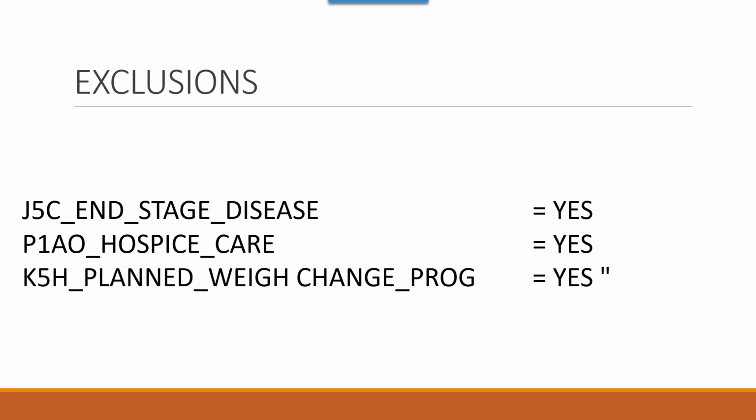simply that you have a hospice program or an end-of-life strategy. And then the next exclusion factor is anyone where K5, again in the nutritional section of the MDS, this time K5H, a planned weight change program equals yes. Those people will be excluded as well. So weight loss will not count as a quality indicator against the home if the person is on a planned weight change program.